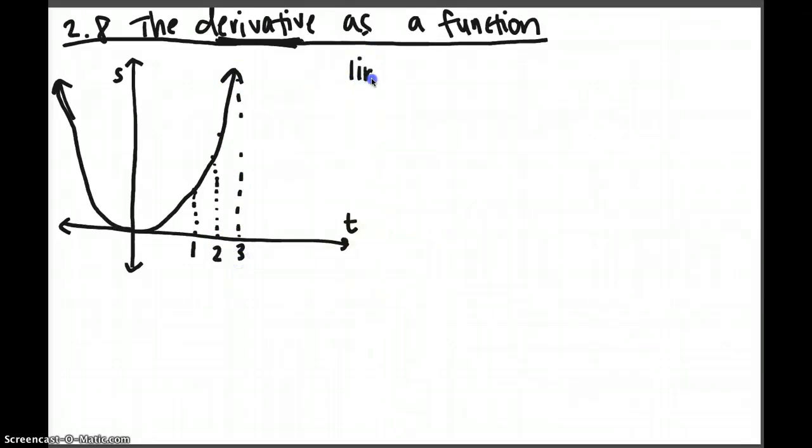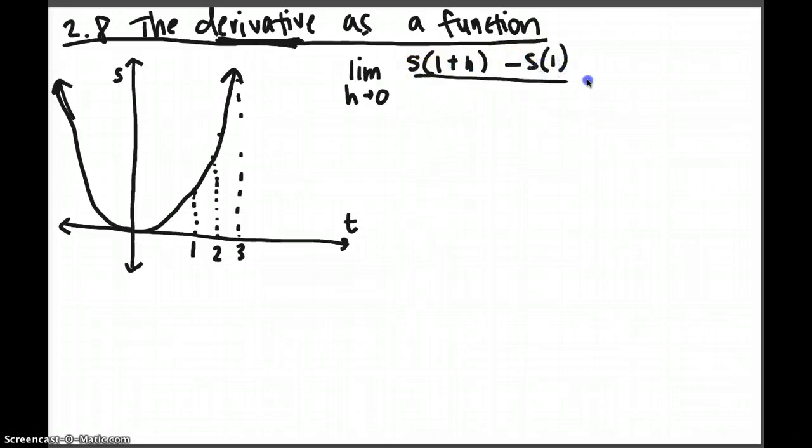Instead of finding the limit as h approaches 0 of s of 1 plus h minus s of 1 all over h for 1 second, and then doing it again for 2 seconds, and then doing it again for 3 seconds, what I'm going to do is change that 1 and keep it as a variable t, and keep this as a variable t. And let's see what happens then. So we are now looking for the velocity function here as a function of t.